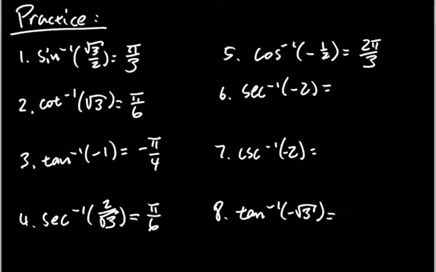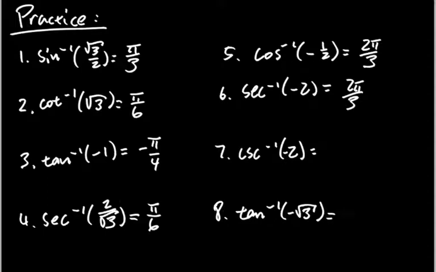Secant inverse of -2 is going to be, let's see, cosine of what equals negative 1/2? Oh, the thing right up there. So it's going to also be at 2 pi over 3.